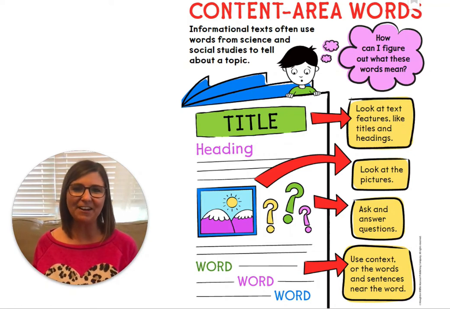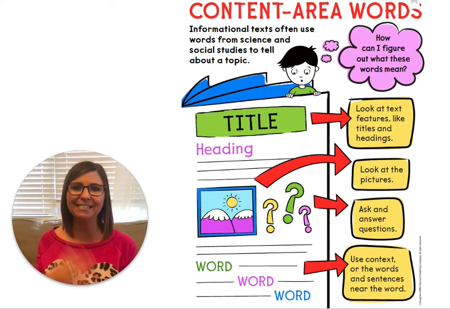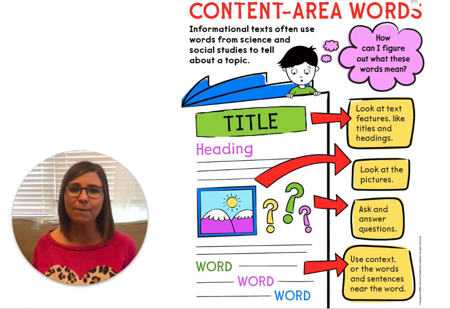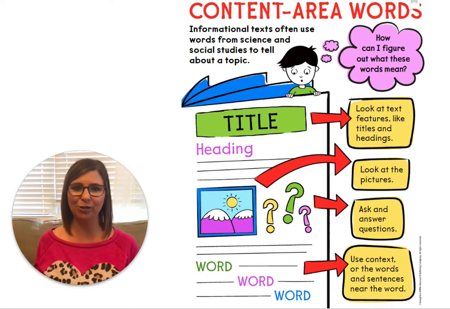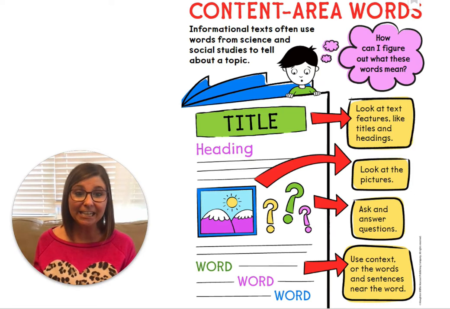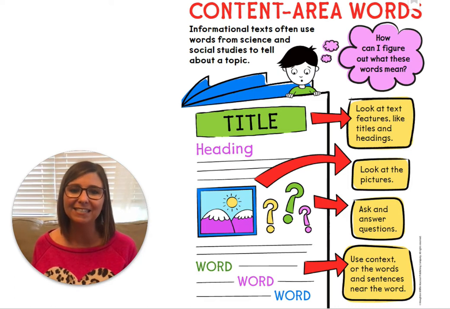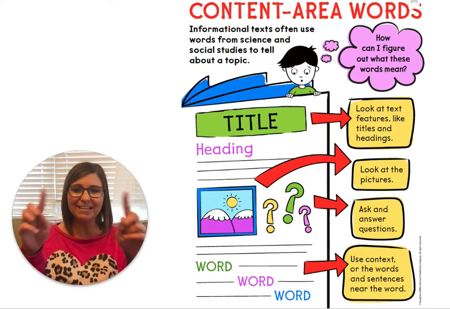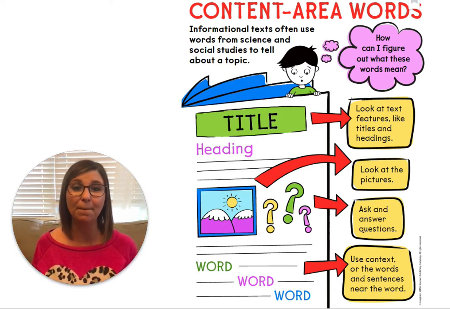Now, when we're reading nonfiction text, we have to pay attention to content area words. Informational texts often use words from science and social studies to tell about a topic. So you think to yourself, how can I figure out what these words mean? Well, first, look at text features like titles and headings. Then look at the pictures. Ask and answer those questions, and then use context, or the words in the sentences near the word, surrounding the word, to help you to understand what the meaning of the word might be.